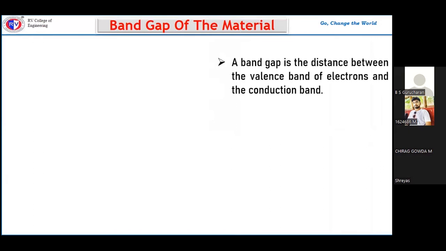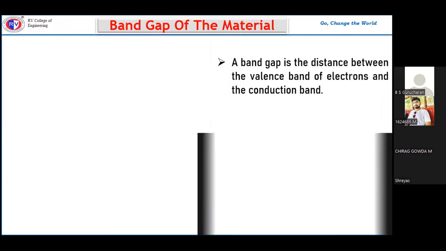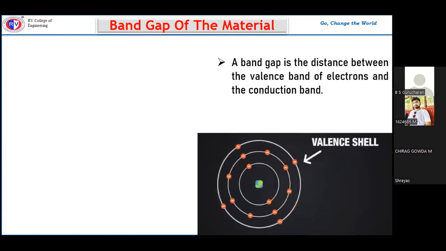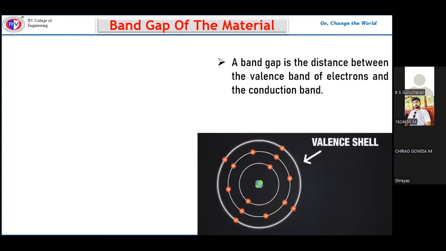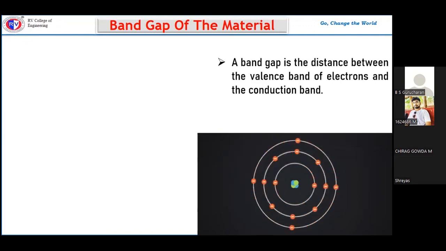Another application of this photometer is to find the band gap of a material. Basically, band gap of a material is the distance between the valence band of electrons and the conduction band. In this picture, you can see the outermost shell of an electron is called the valence shell, and any other band which is present outside the valence shell is called conduction band. When the electron jumps from the valence shell to the next energy level, it is free to conduct. It means it is free to move around the space.